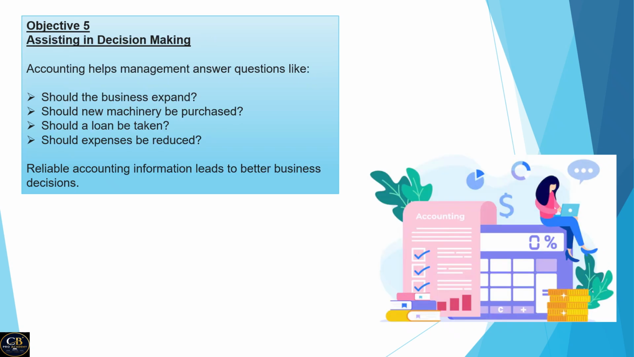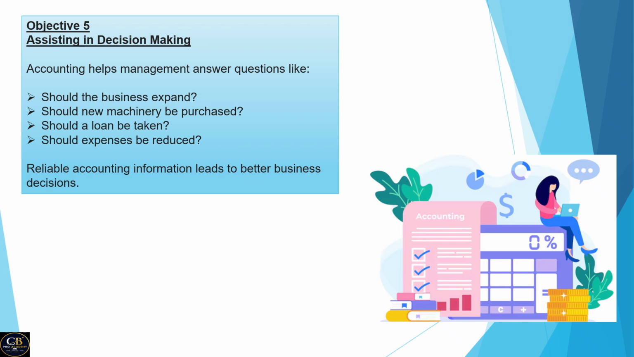Objective 5, assisting in decision making. Accounting helps management answer questions like: Should the business expand? Should new machinery be purchased? Should a loan be taken? Should expenses be reduced? So reliable accounting information leads to better business decisions, because if you don't maintain proper accounts, you would not be able to take the correct decisions. So that's why the word reliable is very important. Reliable accounting information leads to better business decisions.